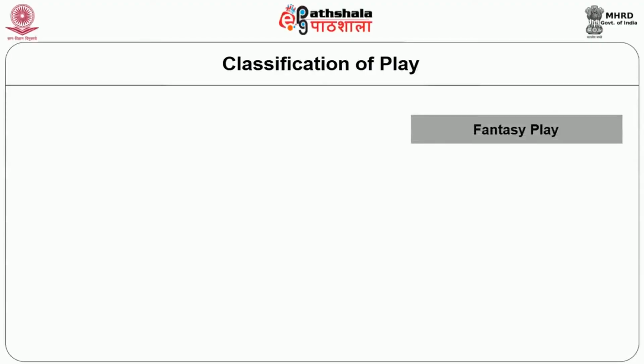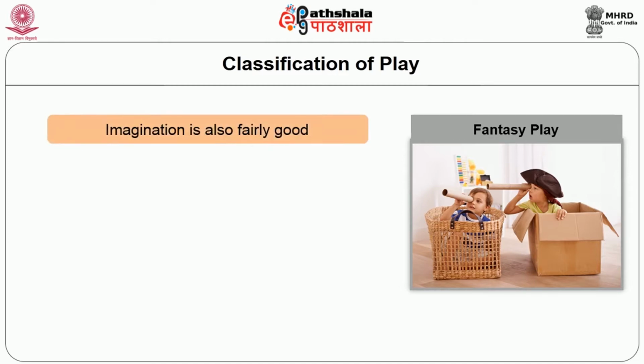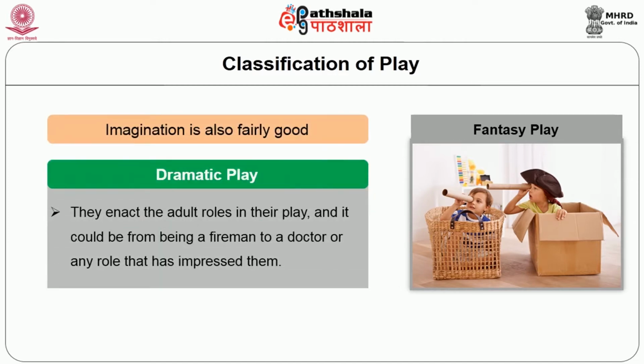Fantasy play or dramatic play. Children by the age of 3 years would have developed the ability to interact with one another. Their imagination is also fairly good. In dramatic play, they enact adult roles in their play. It could be a fisherman or a doctor or any other personality that impresses them.